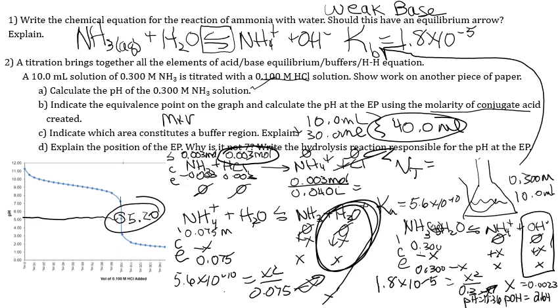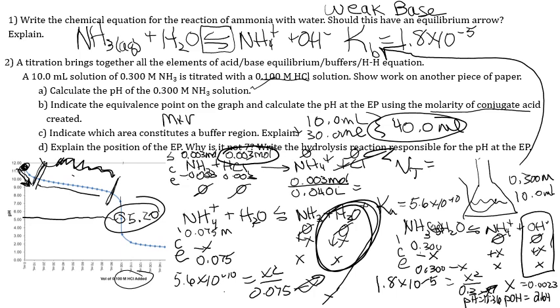All right, so let's keep going. The next one was indicate which area constitutes a buffer. And there was a little bit of confusion on this one too. Now the buffer region should kind of be in this area. Initial pH was right here in the beginning at a tiny bit of acid, and it plummets. If you look at that change right there in the beginning from initial pH to that first point, it's steep, but then it levels off.